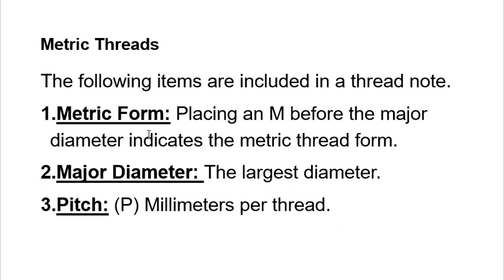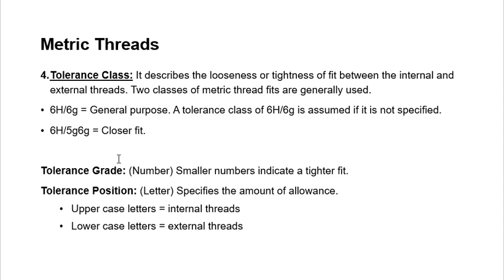Of course, start with the form, which is your metric form. In metric form, we use the M before the major diameter, so you know that you're in metric. Without the M, you're in inches. The major diameter is your largest diameter, and your pitch is going to be millimeters per thread.